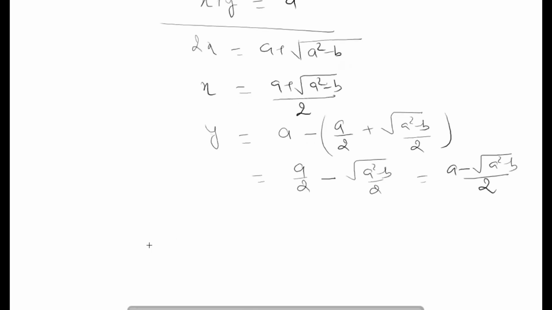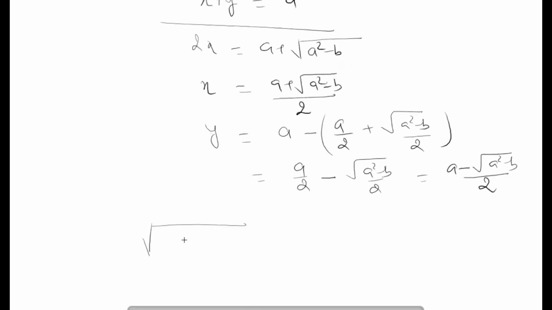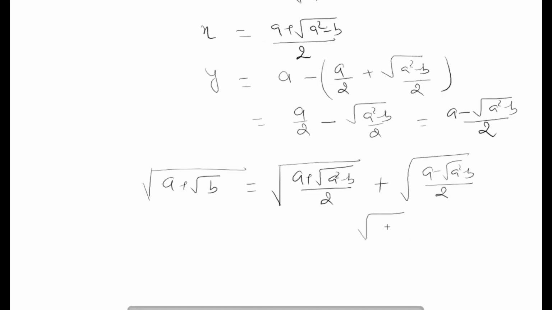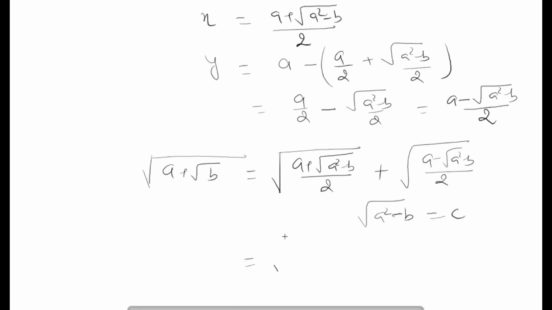So finally the square root of this quantity, which is a plus root b, is going to be equal to the square root of x, which is the square root of a plus the square root of a square minus b by 2, plus the square root of y, which is a minus the square root of a square minus b by 2. Putting a square minus b as c just to simplify it, this will become a plus c by 2 plus a minus c by 2. So this is your derivation.